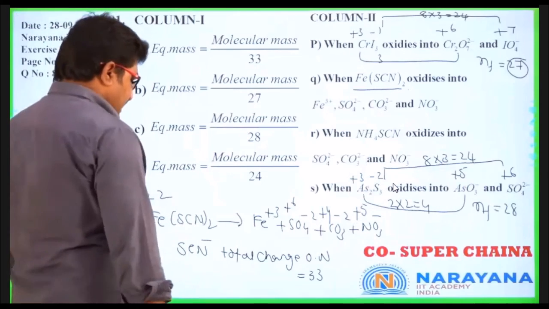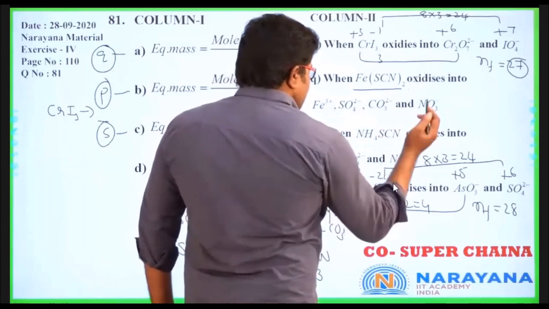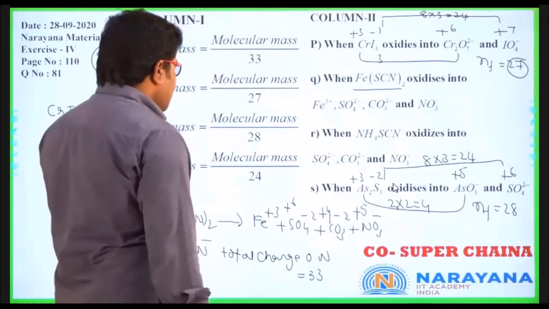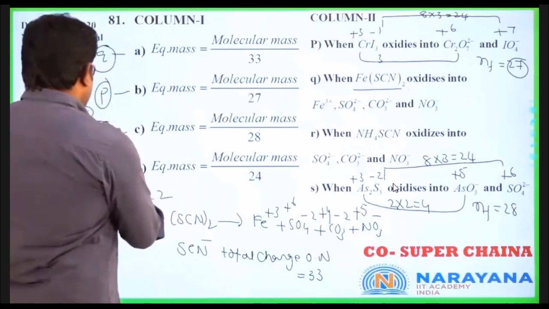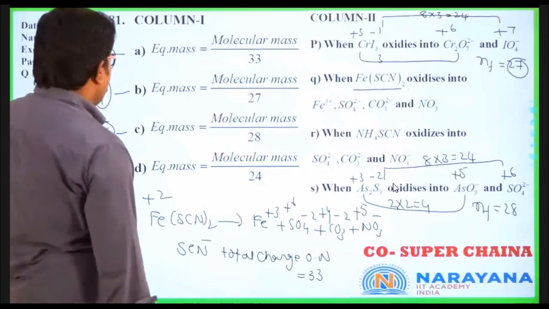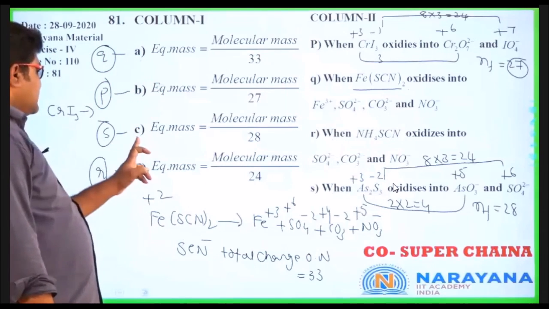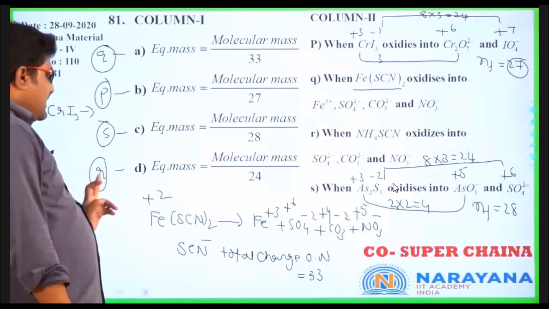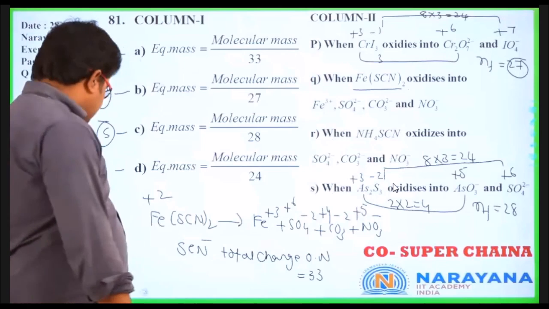Okay. Now for D, I am going to R, ammonium thiocyanide oxidized into. So the remaining part was R. For D it is R if you are going to choose. Okay. So for A, Q is right answer. For B, P is right answer. For C, S is right answer. For D, R is the right answer. Matching type question. Okay. Yes.